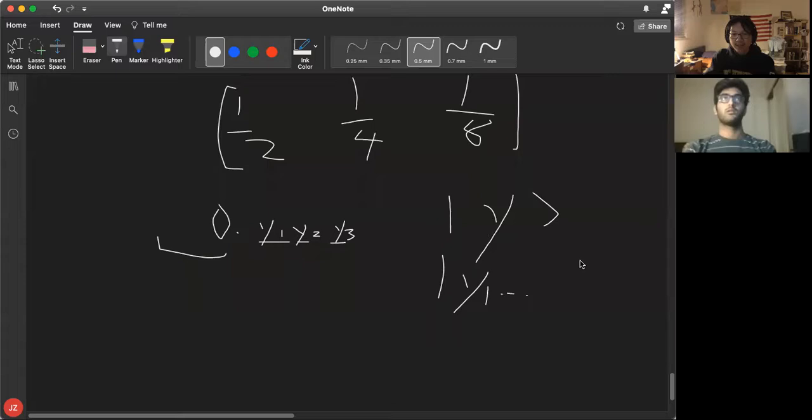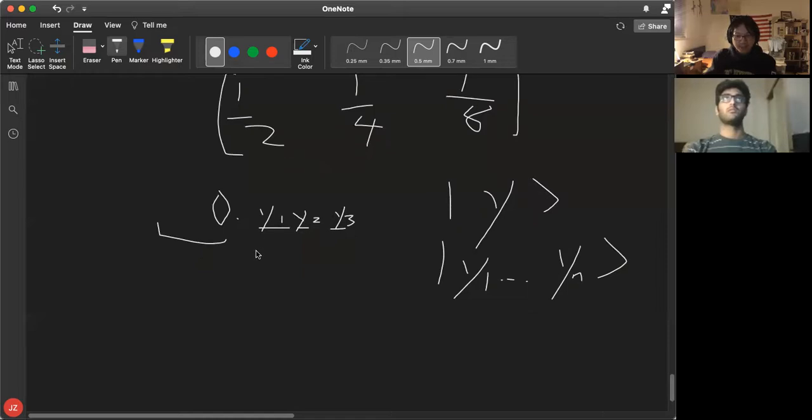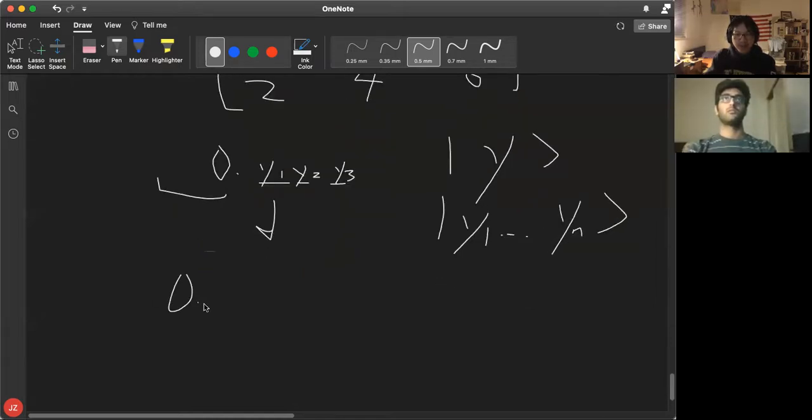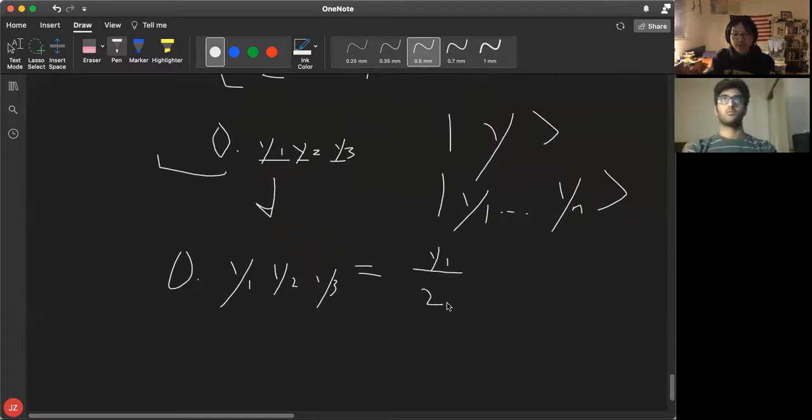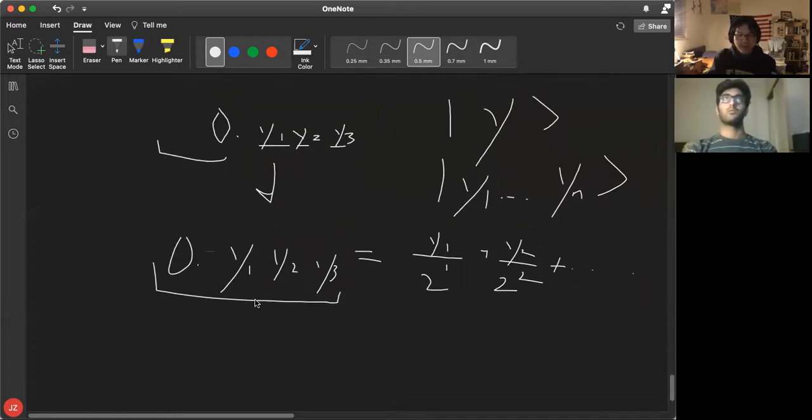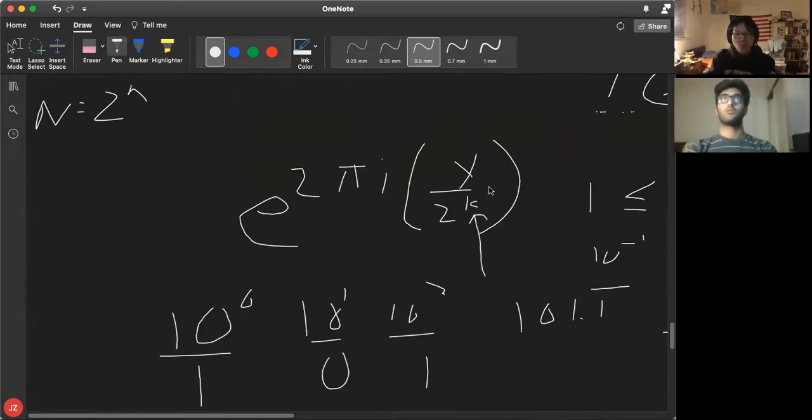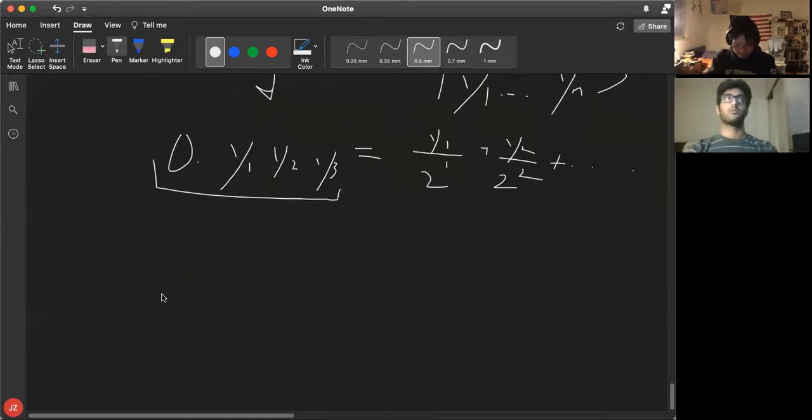So y sub 1 dot dot dot all the way to y sub n. These are the exact same kind of values that are going on here. So this expression that I just wrote out here, 0 dot y sub 1, y sub 2, y sub 3, is just the equivalent of y sub 1 over 2 to the 1 plus y sub 2 over 2 to the 2 plus, and then I could keep going here. But this is what I mean by fractional binary, as a way to express the y's that get thrown in here. So with all that being said and done, let's go ahead and once again rewrite the whole thing again.